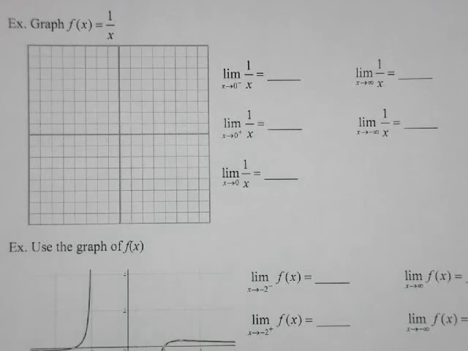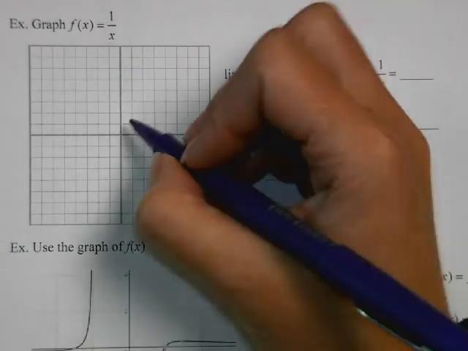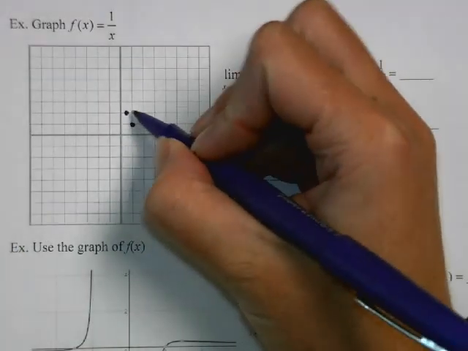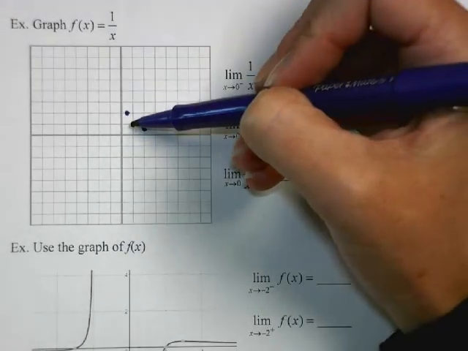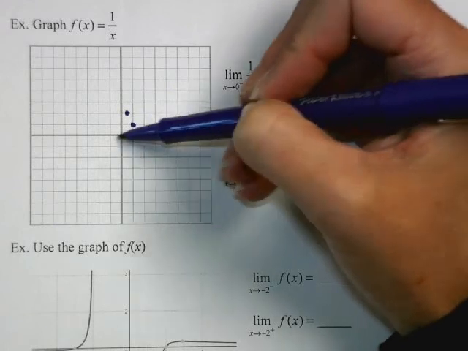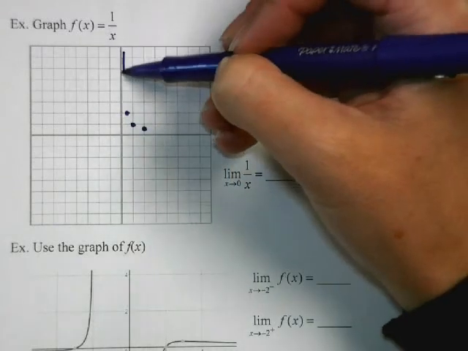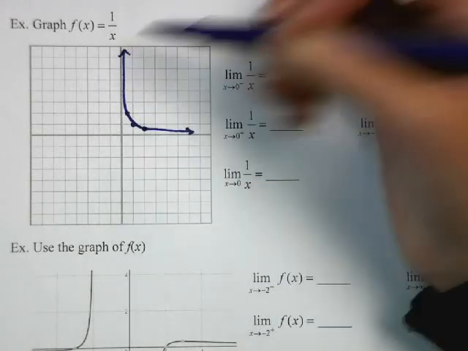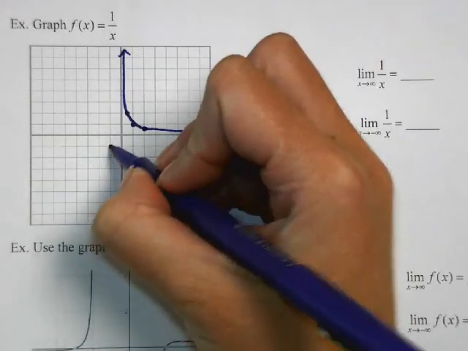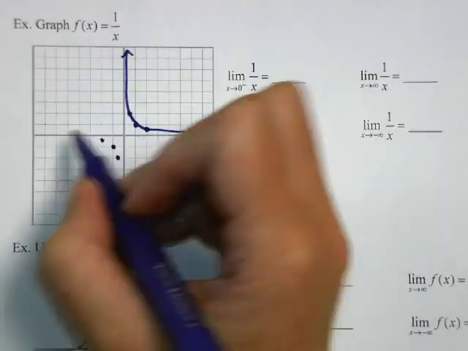Okay, now we're going to look at some different equations. So we're going to do 1 over x. This is one of your parent functions that you should know how to graph by hand. So 1 over 1 is 1, 1 over 2 is 1/2, 1 over 1/2 is 2, and then it's going to approach the x and y axis, and then it's going to repeat that down here.